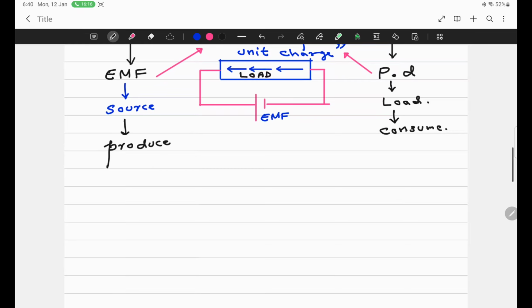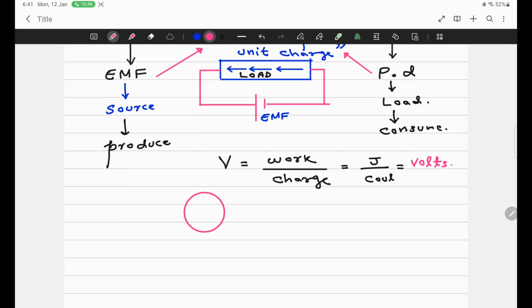So it is the main difference, but I know in your exam they do not ask to differentiate between EMF and PD. You should only know, sir, potential difference, basic formula or basic definition is work done per unit charge. And you know the unit of work is joule, the unit of charge is coulomb. So the unit of potential difference is volts. That is why voltage is measured by voltmeter.